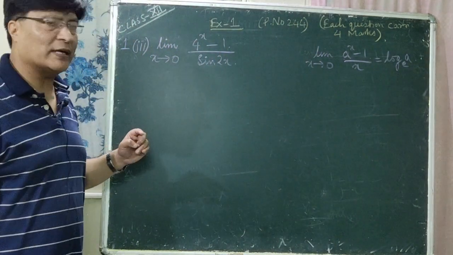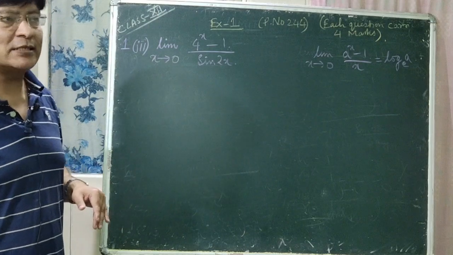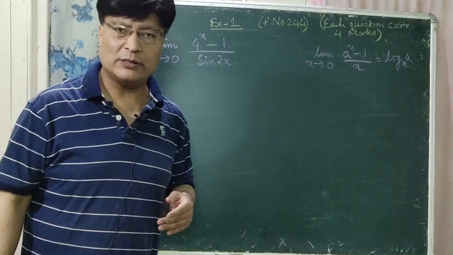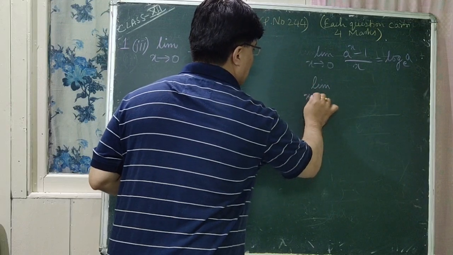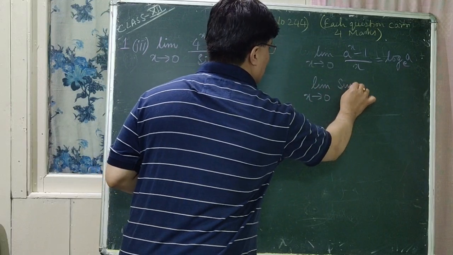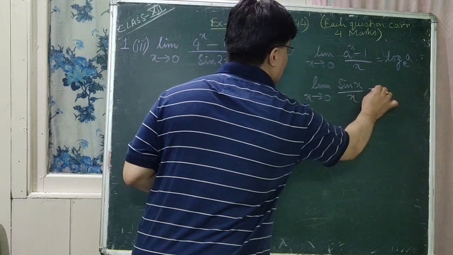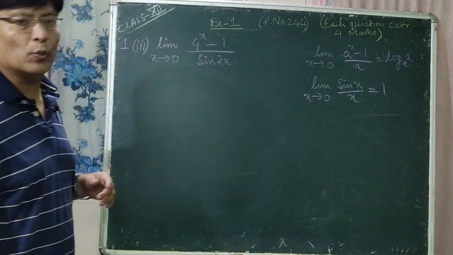And the formula that you can use in the denominator, that is the trigonometric function, is limit x tends to 0, sine x divided by x, which is equal to 1.